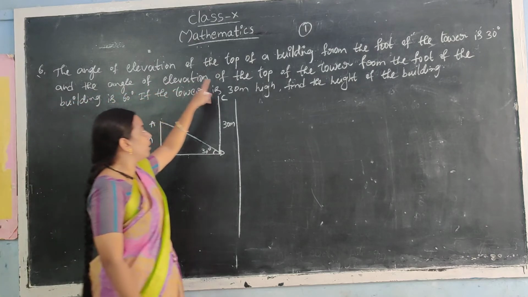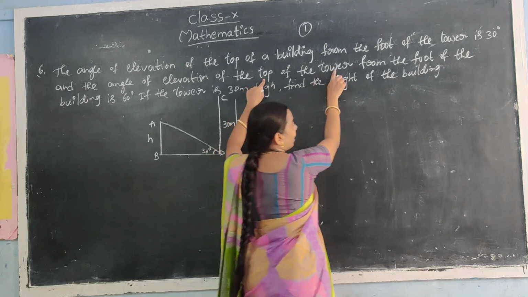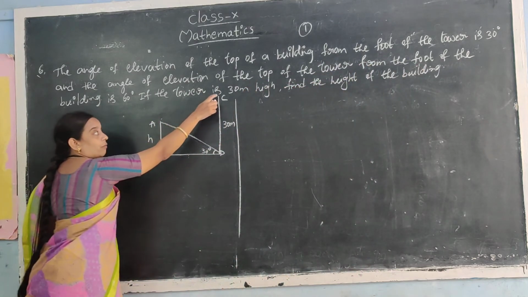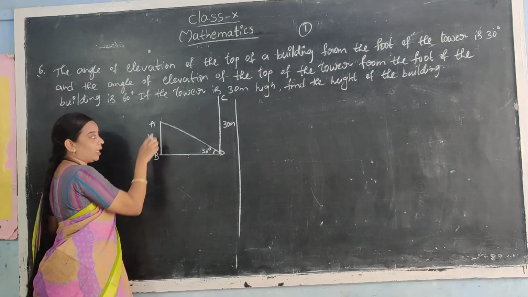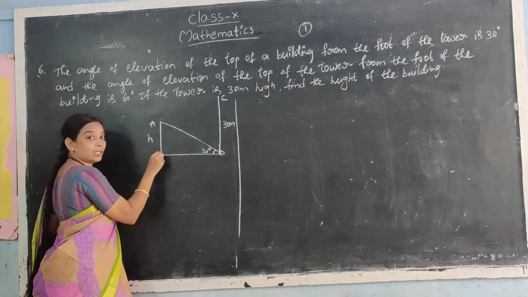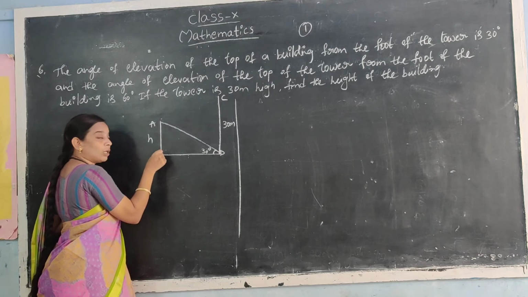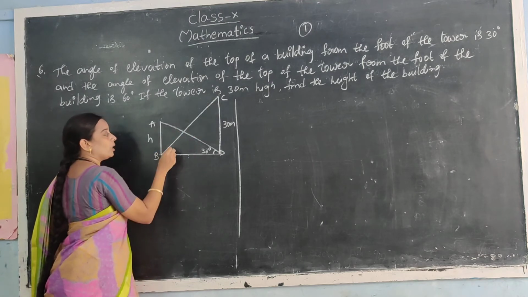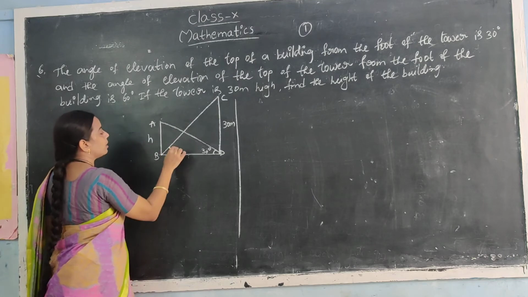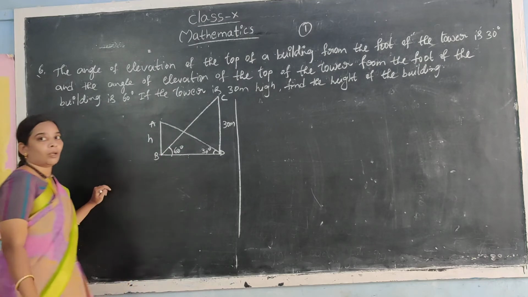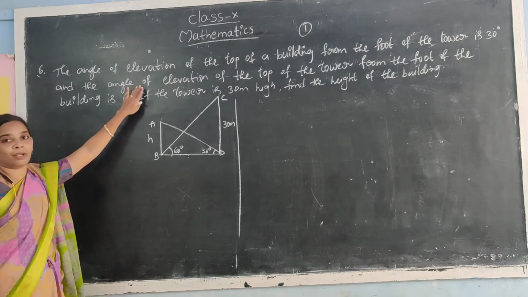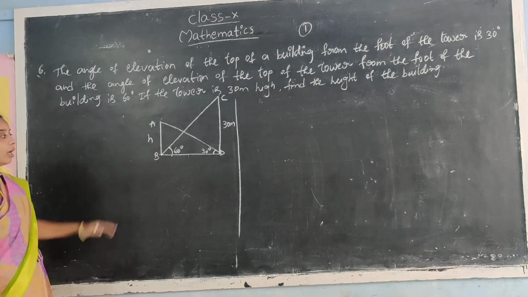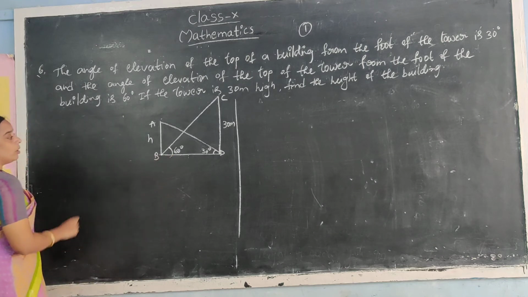Next is the next sentence. The angle of elevation of the top of a tower from the foot of the building. Okay, top of the tower from the foot of the building. In this, the foot of the building is this one. From the foot of the building, draw an angle of elevation. Now here the angle is formed. How much angle? 60 degrees. Okay, ma'am. Now this figure is related to this situation.